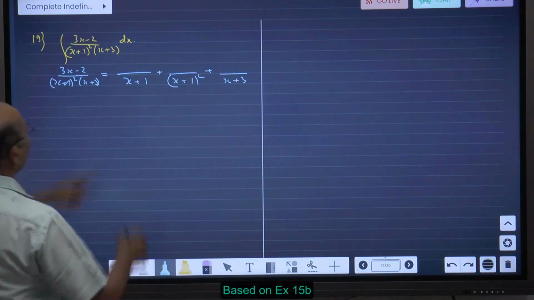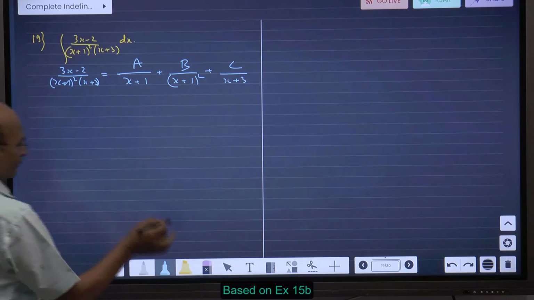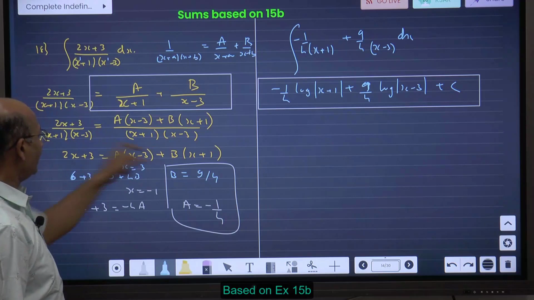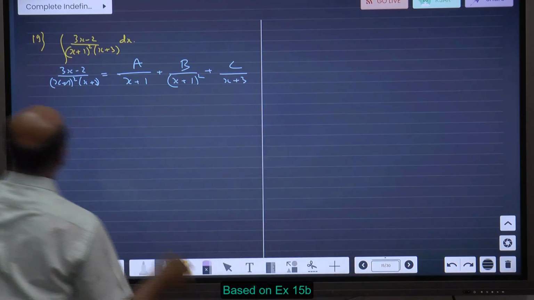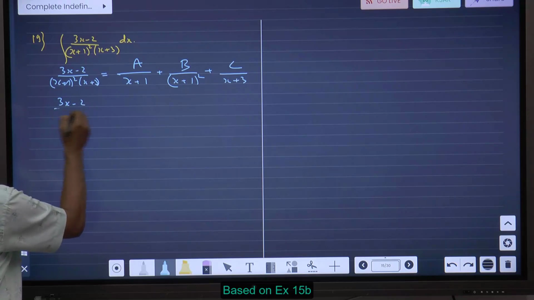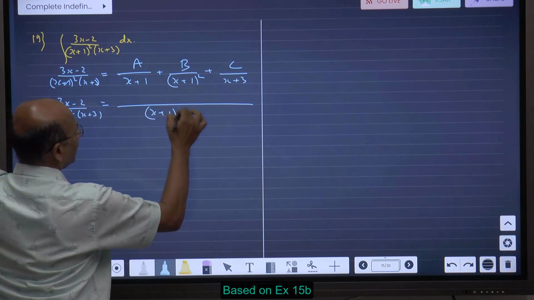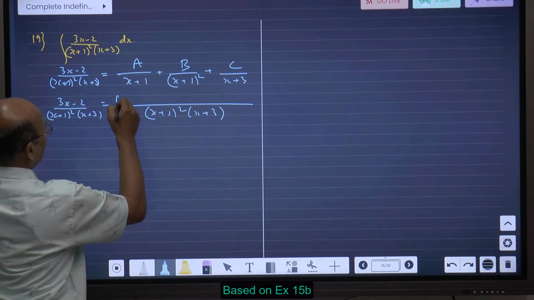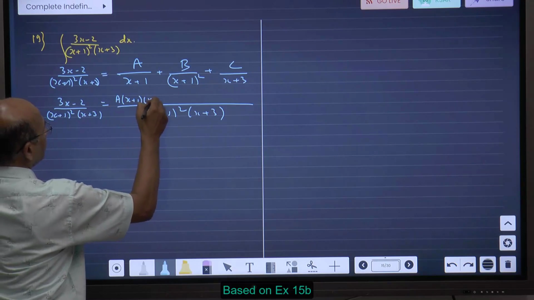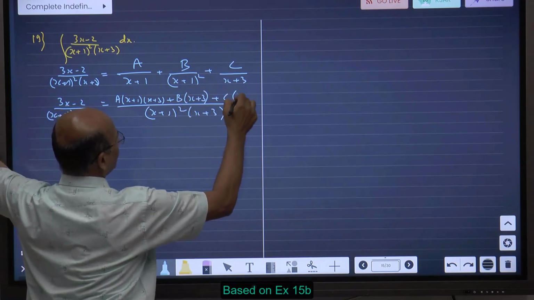Now see, for the linear factor write A, for the next linear factor write B, for the next write C. Once you finish with this, as I told you what we did in the previous sum, you do the LCM, basic mathematics, to find the values of A, B and C. So 3x minus 2 upon x plus 1 whole square into x plus 3 is equal to, LCM remains the same, so look at the LCM pattern: A into x plus 1 is remaining, x plus 3 is compared with the LCM, plus B into x plus 3, plus C into x plus 1 whole square.